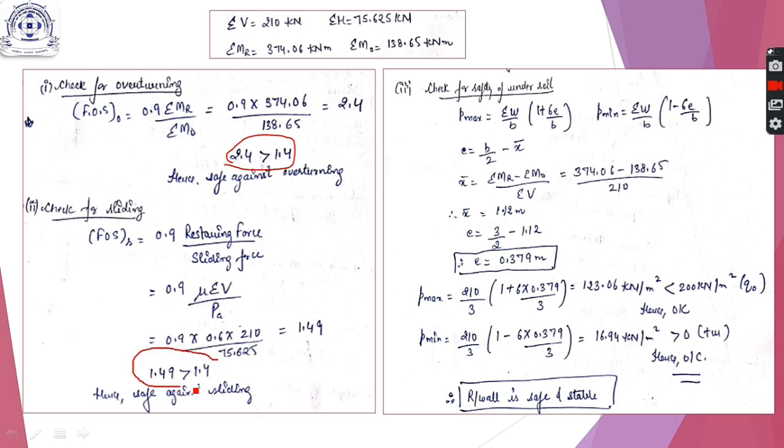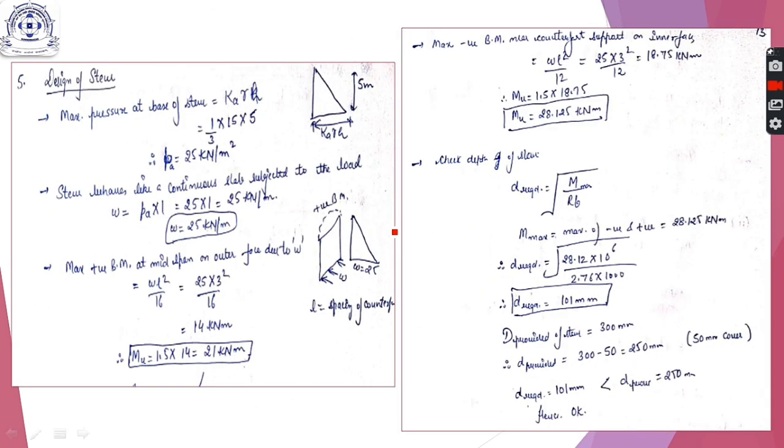Factor of safety for sliding is 1.49, which is also okay. And P maximum is 123.06, which is less than the Q naught, which is the safe bearing capacity of soil. It is also okay. And the P minimum is positive, therefore okay. Hence all the assumptions in this retaining wall are fine, and we can proceed further with the design of counterfort retaining wall. Now first of all, we design the stem.